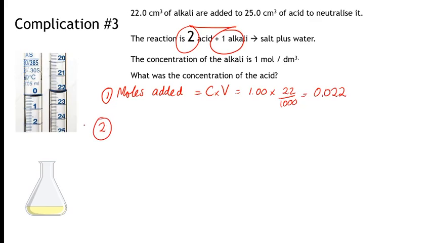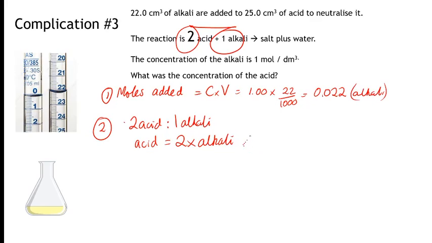Okay, then we use the ratio part, and we need to look back at the equation and we see that we have 2 acid with 1 alkali, which means that the acid number of moles is 2 times the alkali number of moles. So we've worked out the moles of alkali in line 1, so the acid is actually double that.